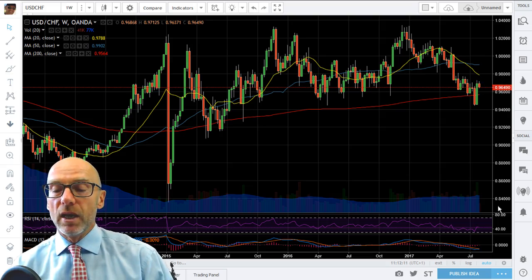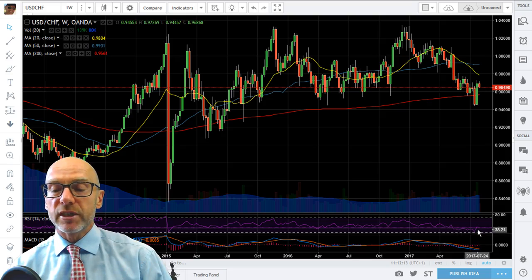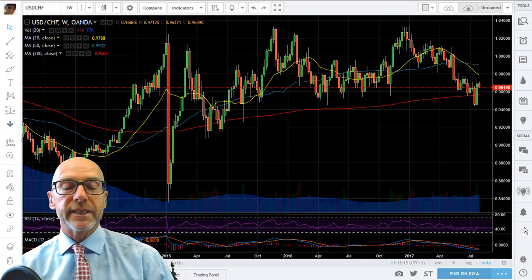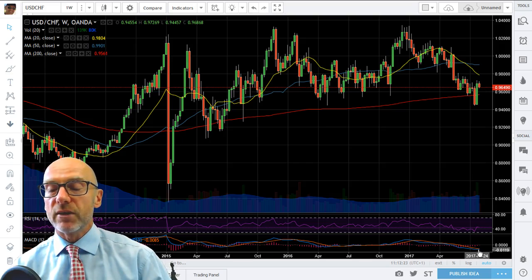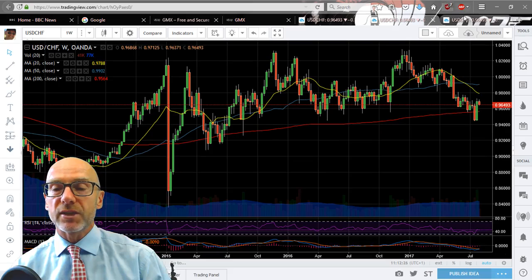99.79. RSI does seem to be trying to break its downtrend, but it's still below 50 at 43.84, and the MACD still tracking down, but they're together now, so keep an eye on that.